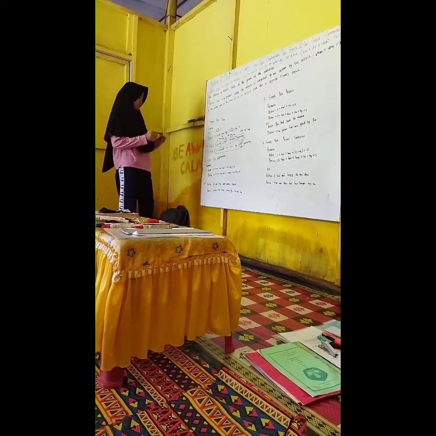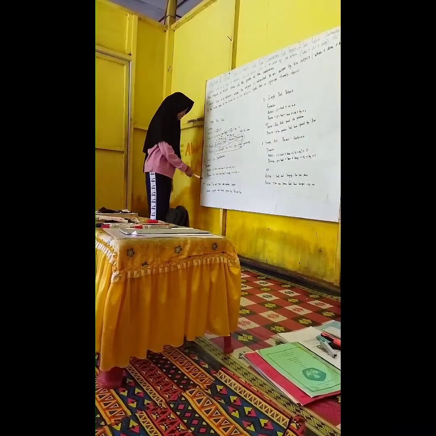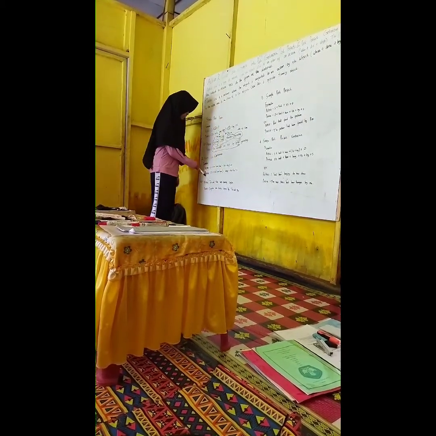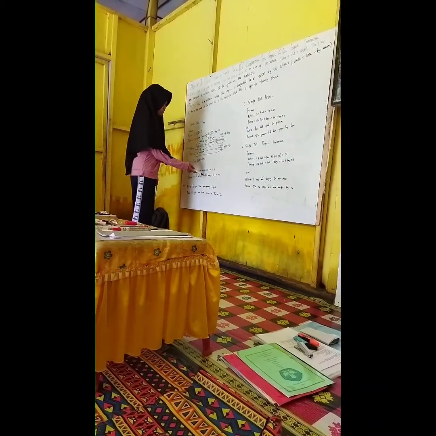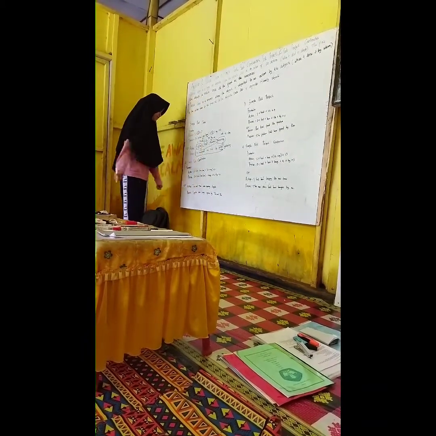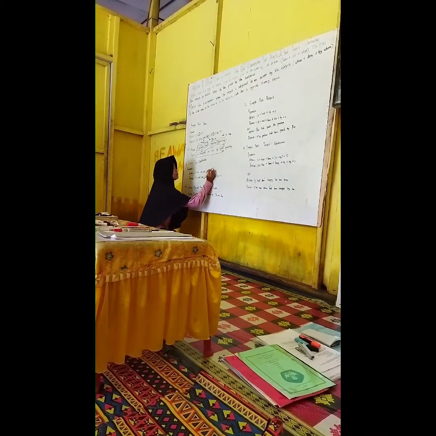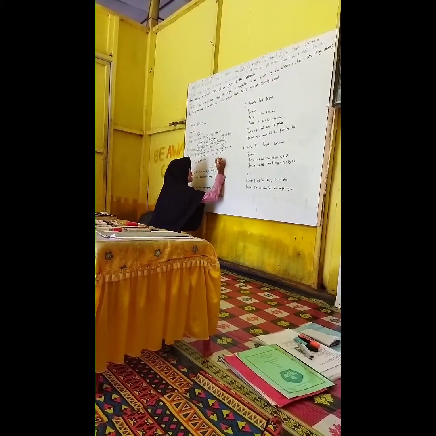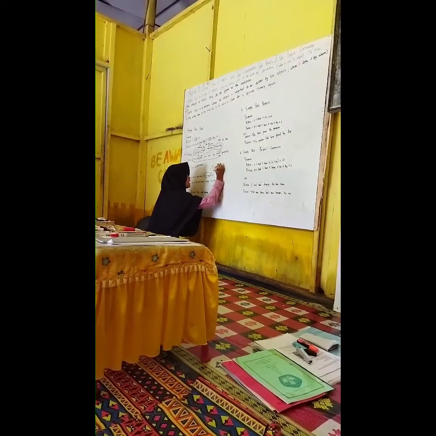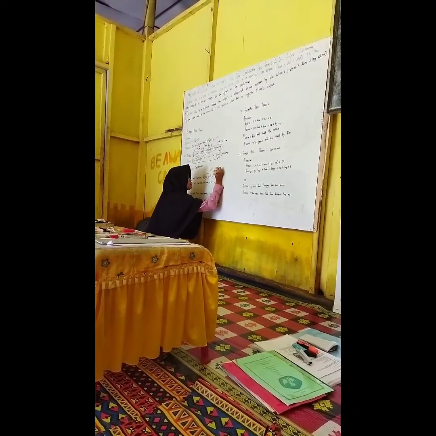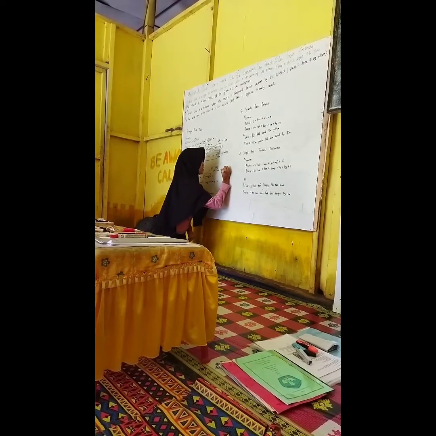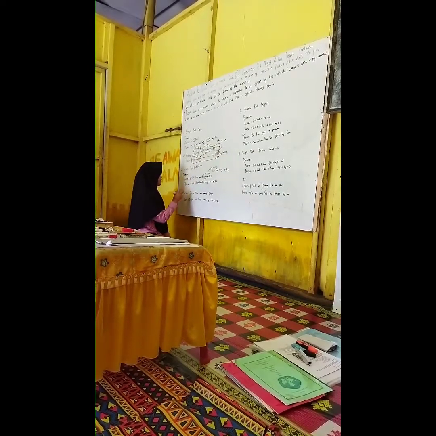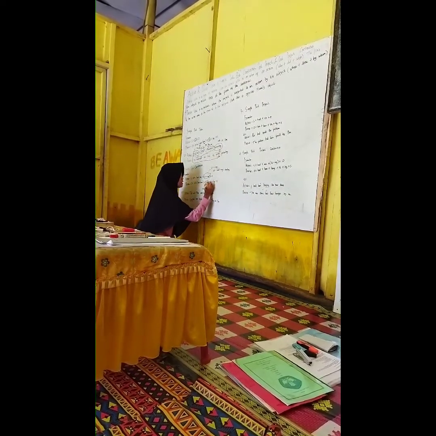The next, simple past continuous. Formula: active, subject plus to be, was or were, plus verb 1 plus ing plus object. Passive, object plus to be, was or were, plus being plus verb 3 plus by plus subject. In the active formula, use verb 1 plus ing. It means every verb 1 is added ing at the end. Example: read plus ing becomes reading. And in the passive formula, use being plus verb 3.